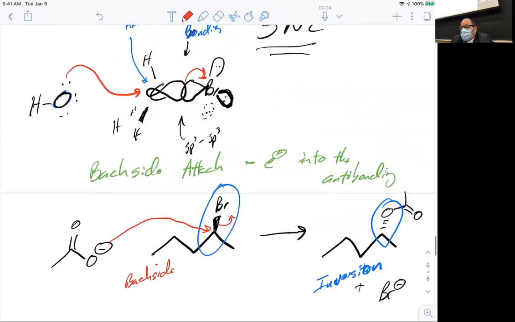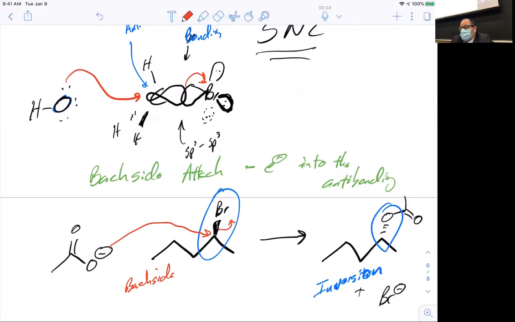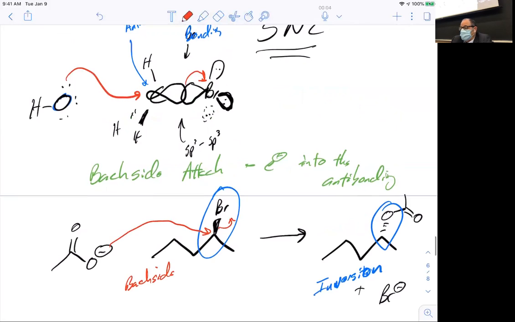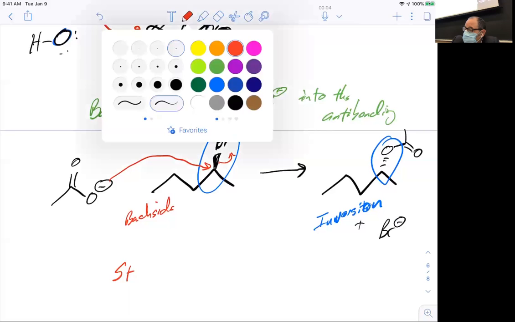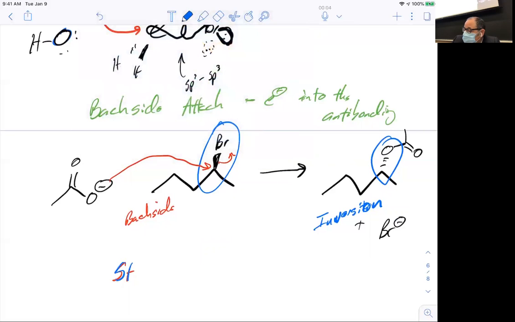Okay, so that's one impact of the fact that we're adding this to the anti-bonding orbital, is that we're going to get inversion, right? So our stereochemistry is inversion.